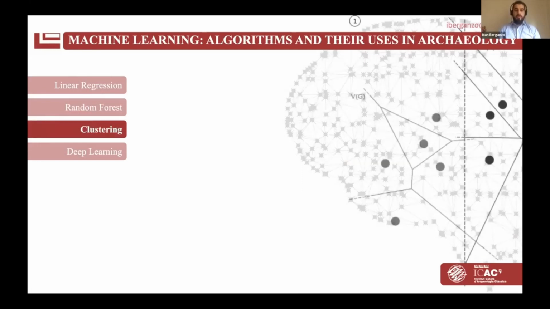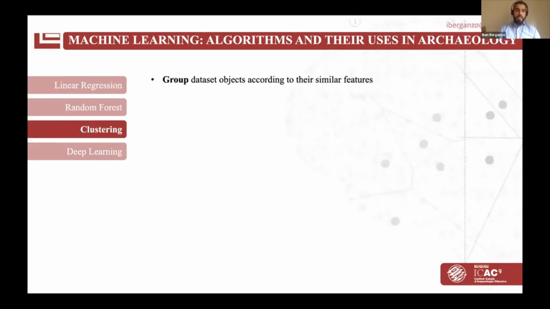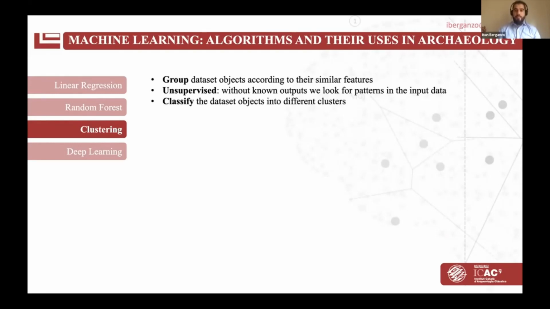Another algorithm is the clustering one. The idea of this algorithm is to group dataset objects according to their similar features. Why is that? Because it's an unsupervised algorithm. Here we do not have the outputs, so we cannot compare the prediction that we made with the desired ones. But the algorithm looks for patterns in the input data, and then, finding these patterns, it can classify the dataset objects into different clusters.